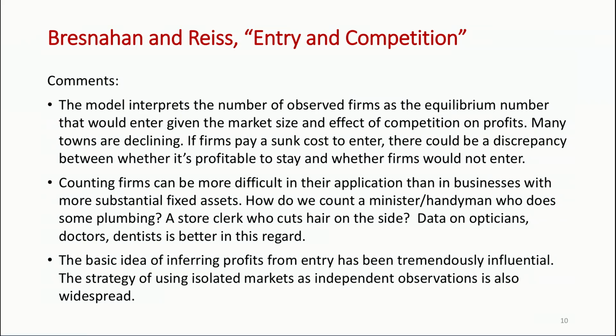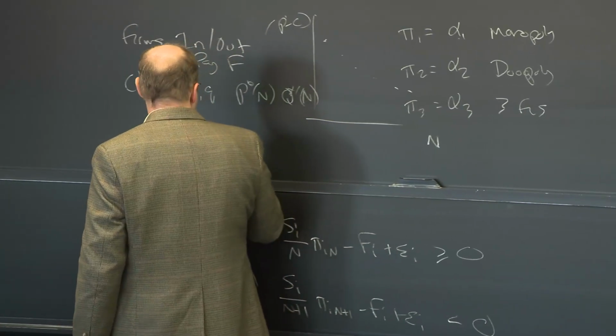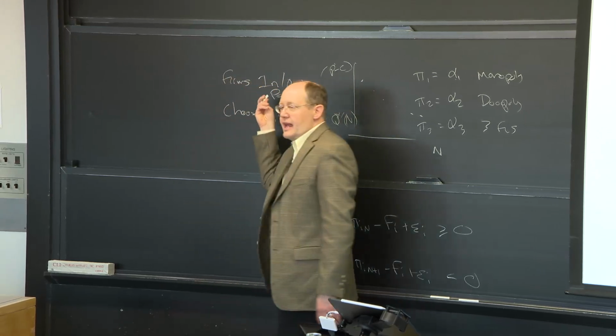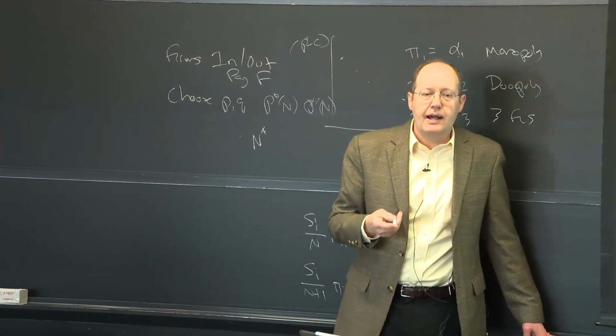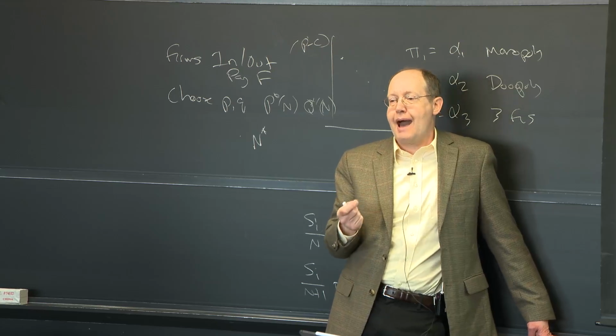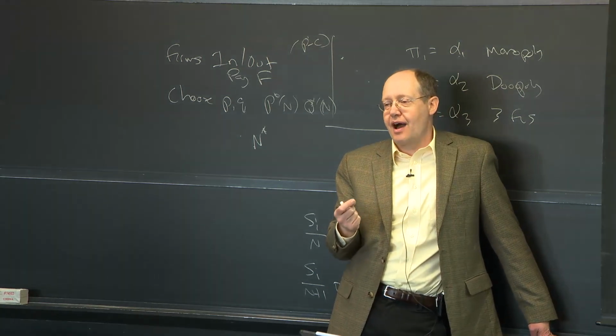fantastic paper in that this idea of entry telling us about profit levels, and that being an optimality condition we can use, has just been tremendously influential. As far as the applied results go, the biggest difficulty is that this model is interpreting what we're seeing as the equilibrium n star of this game. So the equilibrium n star implies in part that everybody who's there is happy they're there, and everyone who's not there is happy they're not there.